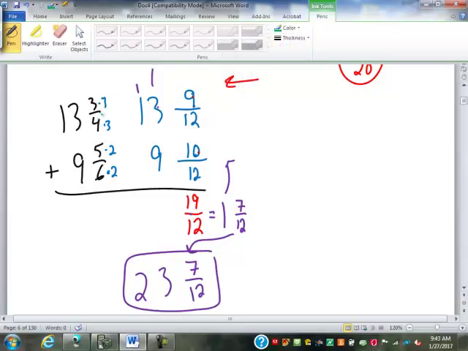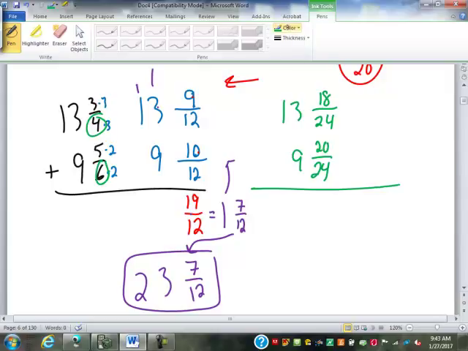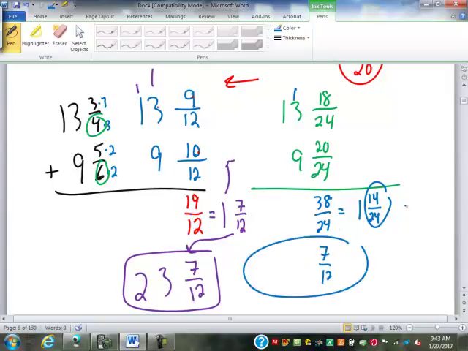What if you'd have looked at this and said, okay, 4 times 6 is 24? Would it work? Yes, it would. It's just this would be 18 24ths and this would be 20 24ths. When you add them, you get 38 24ths, which is 1 and 14 24ths. Well, that 14 24ths reduces to 7 twelfths. So you see, you're going to end up with the same result, just have an extra step of having to reduce it somewhere during the rest of the process.